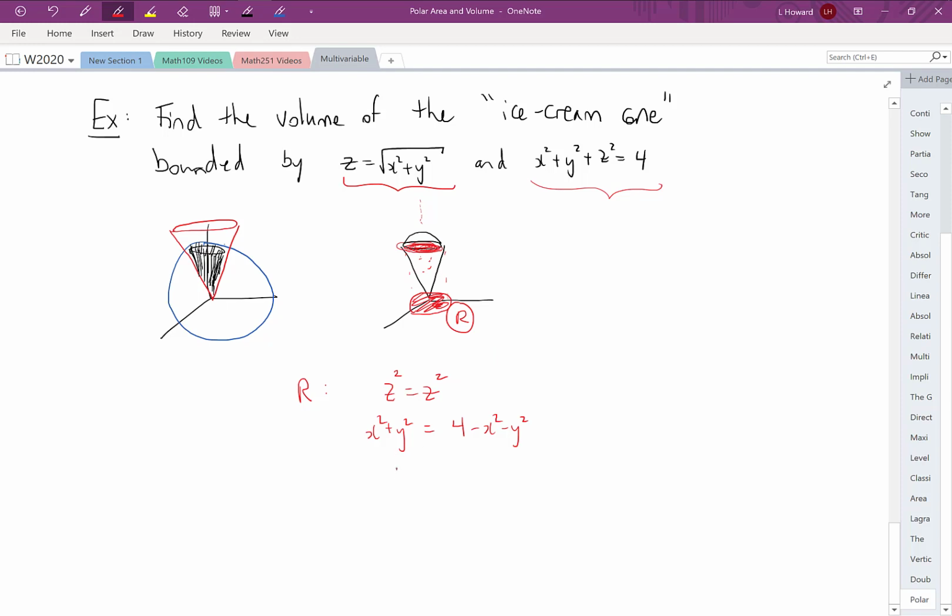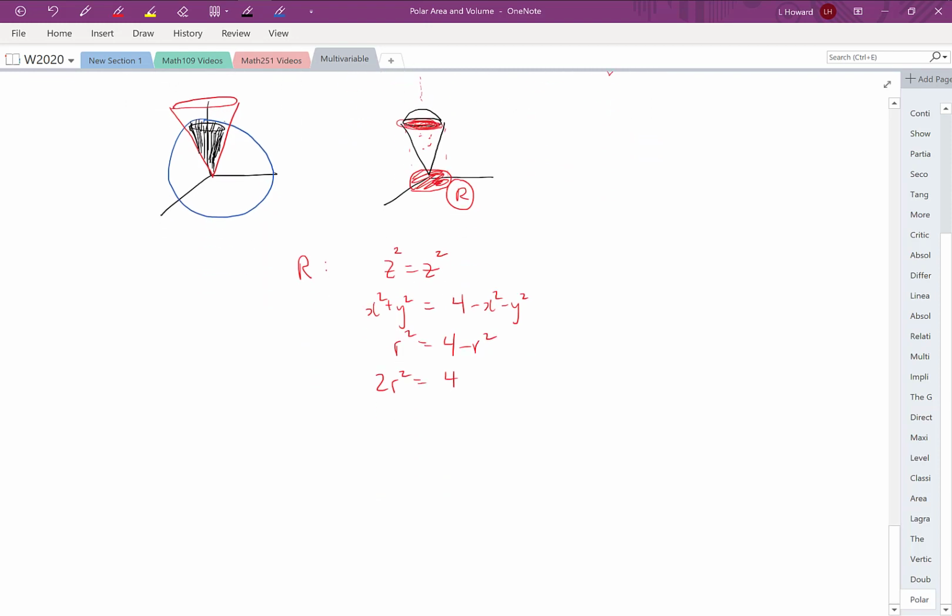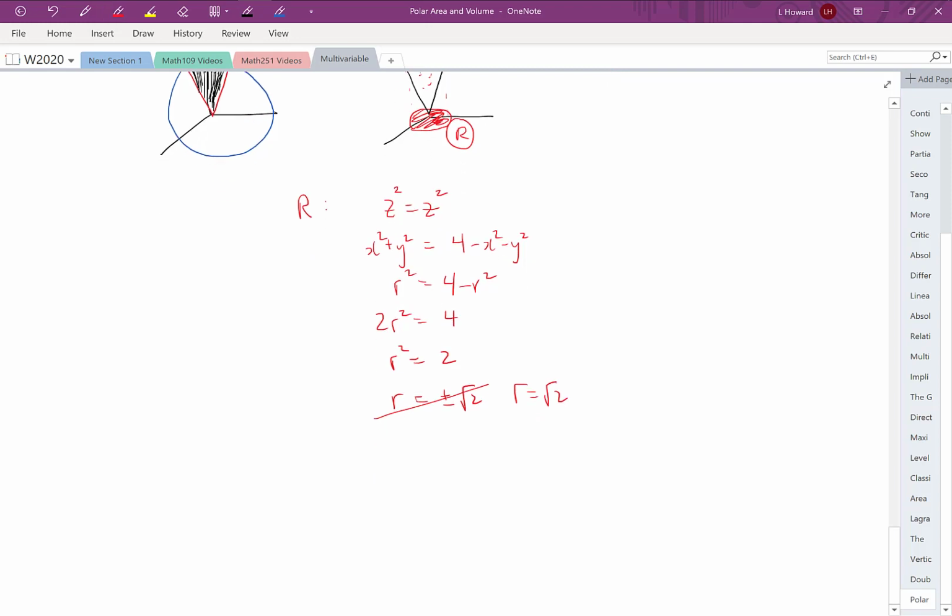All right, so if we move into polar, we'd have r squared equals 4 minus r squared. In other words, 2r squared equals 4, which means r squared equals 2. So r could be either plus or minus root 2. But in polar coordinates, our radius is never going to be negative, so we'd immediately say r equals root 2. What that's giving us is the radius of the disk that we can see in our picture. So now we can write down a complete description of our region R. If it's a disk, then we're capturing all the radius values between 0 and root 2, and we're capturing all the angles between 0 and 2 pi.